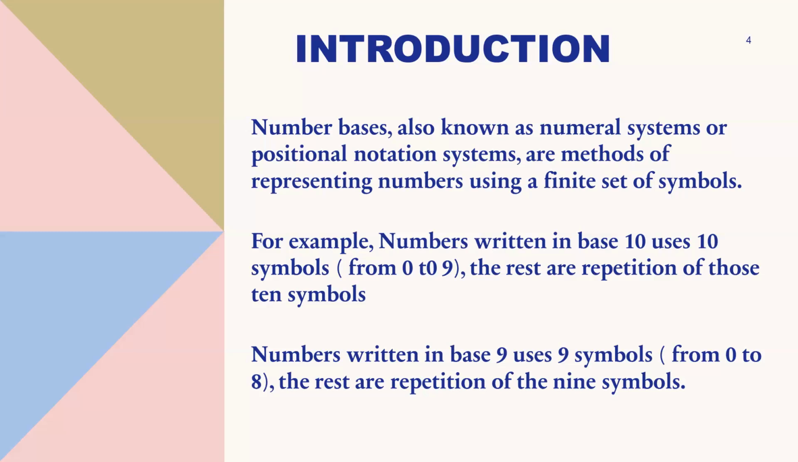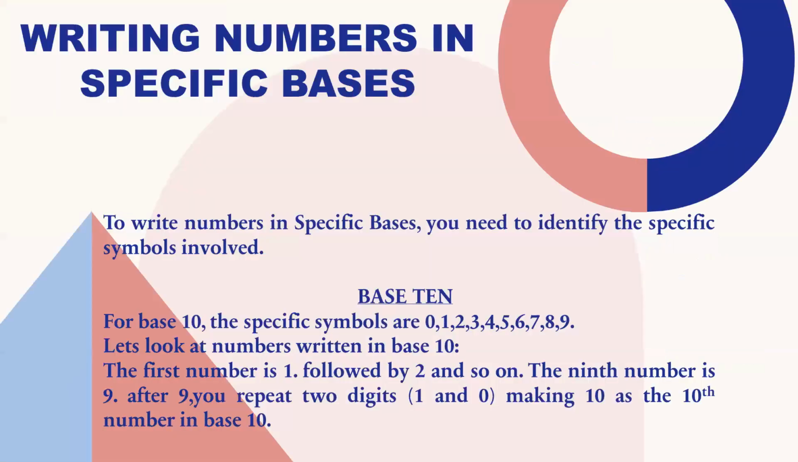Base 5 means that you are going to end at 4. Always, if you are looking at the base, then you should end at 1 digit less than the base. So if I'm looking at base 10, I end at 9. If I'm looking at base 9, I end at 8. If I'm looking at base 6, I end at 5. If I'm looking at base 2, I end at 1. Is that okay? I'll need feedback from you.